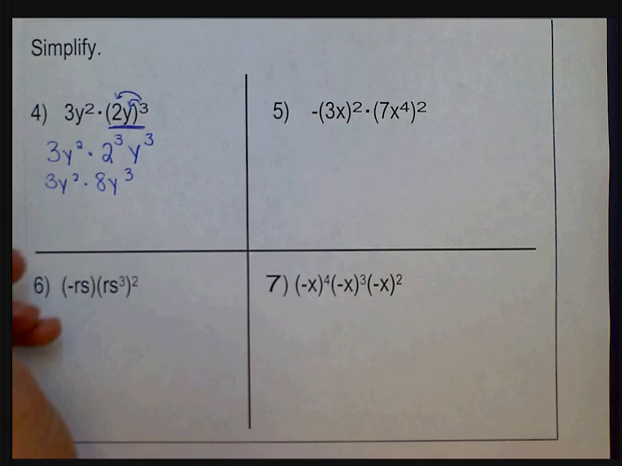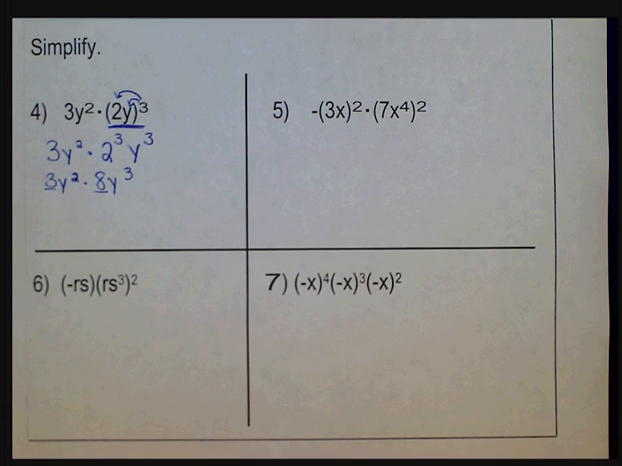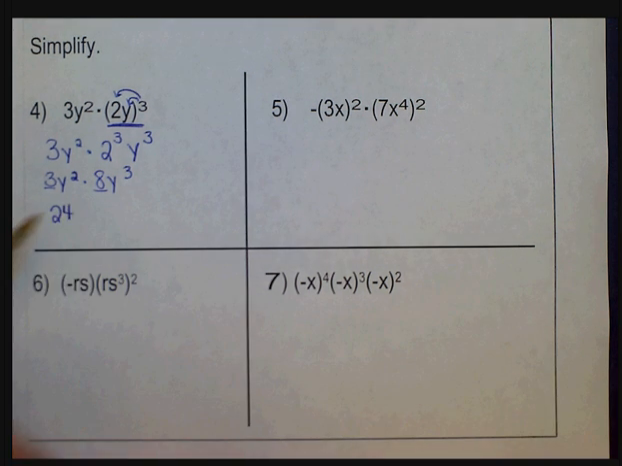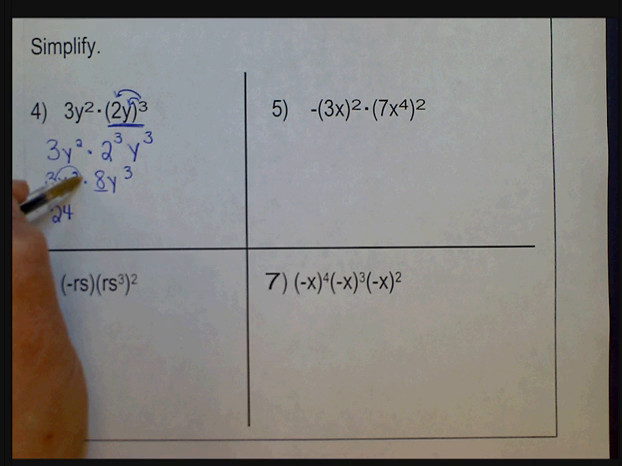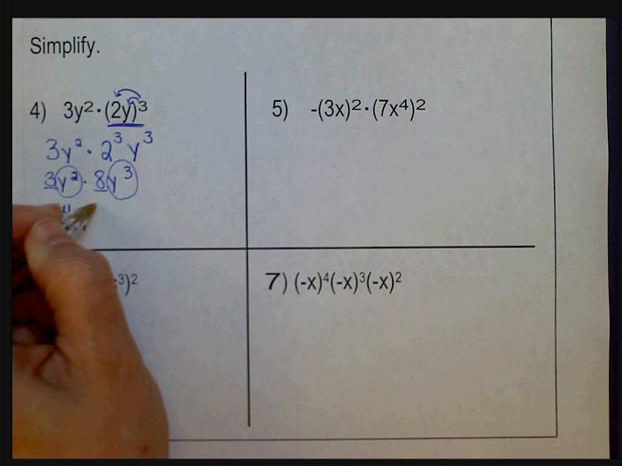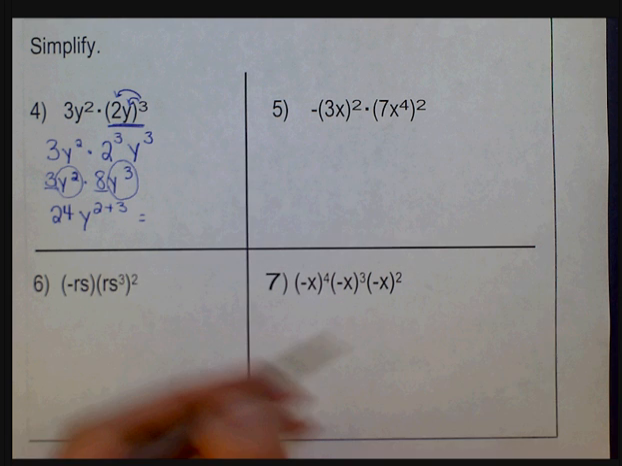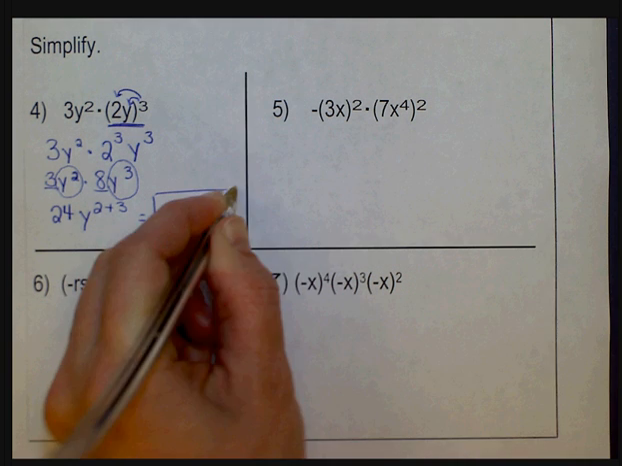Now this is where it gets tricky. The numbers you still treat like numbers. 3 and 8 are being multiplied. That's the operation that's going on with all of these parts of this term. They're all being multiplied. So 3 times 8 is 24. So my coefficient of this expression is 24. Now I have my y's. My like bases, y squared and y to the 3rd are being multiplied. So I keep the base and I add the powers, 2 plus 3. So this expression simplifies down into 24y to the 5th power, which is my final answer.